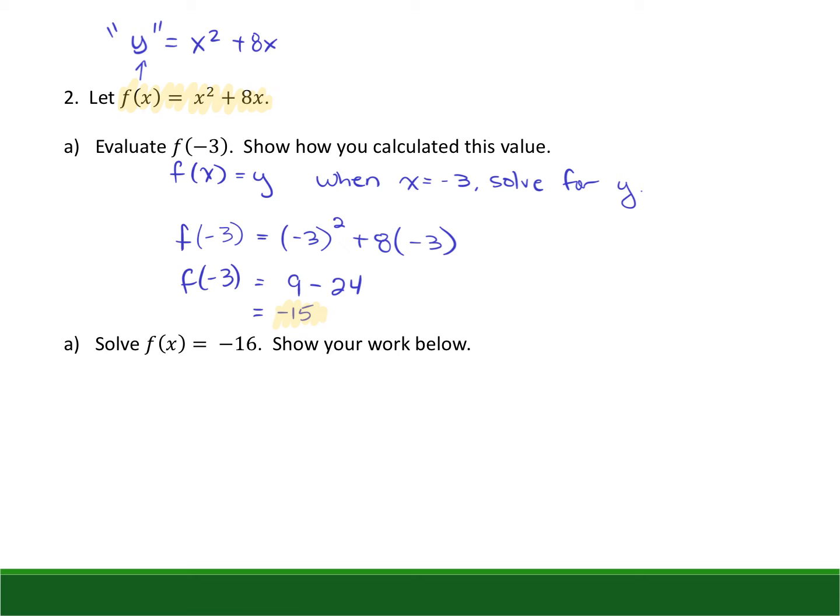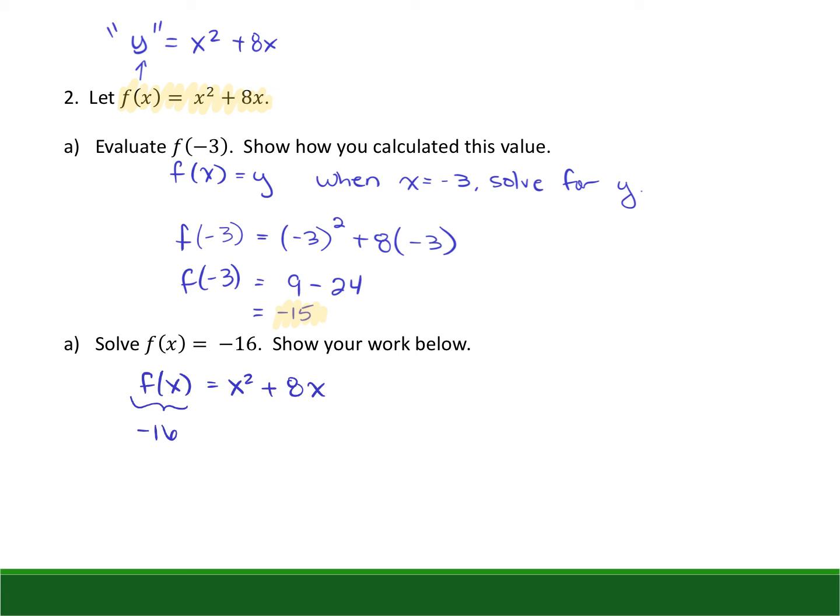Okay, let's look at the second question. So the second question now is asking us to solve for x when f of x is equal to negative 16. So remember that f of x is equal to x squared plus 8x. But we're going to substitute in f of x with negative 16.